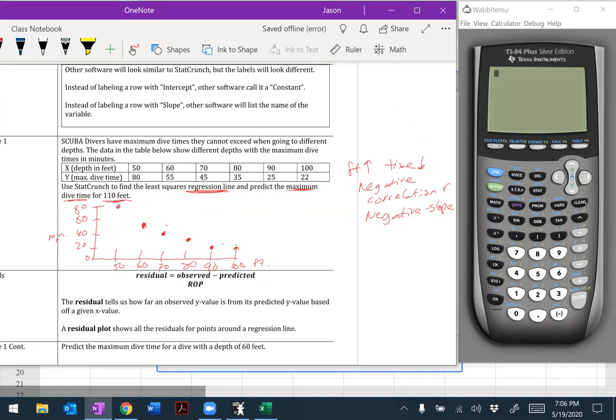50 was at 80. Okay, maybe more like this. I don't know. It's going to be something like that. Let's actually figure out what that is, and we'll talk about the residuals. So let me go to the calculator and let's put in our new stats.